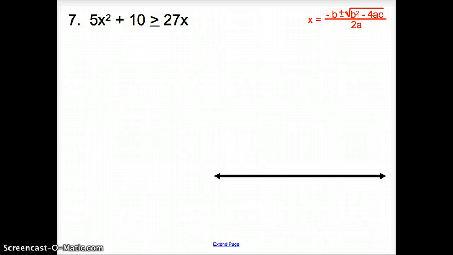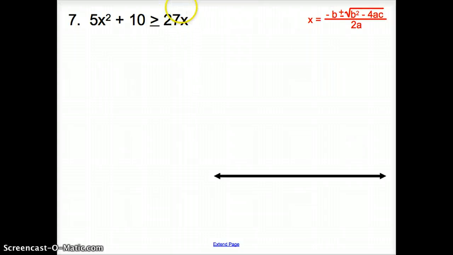Hey ladies and gentlemen, welcome back to section 4.8, quadratic inequalities, jumping right into number 7 where we are asked to solve this inequality algebraically. Well, I first showed you in the other video how to solve them by factoring. Now I'm going to show you how to solve through the quadratic formula. So let's go ahead and try it.